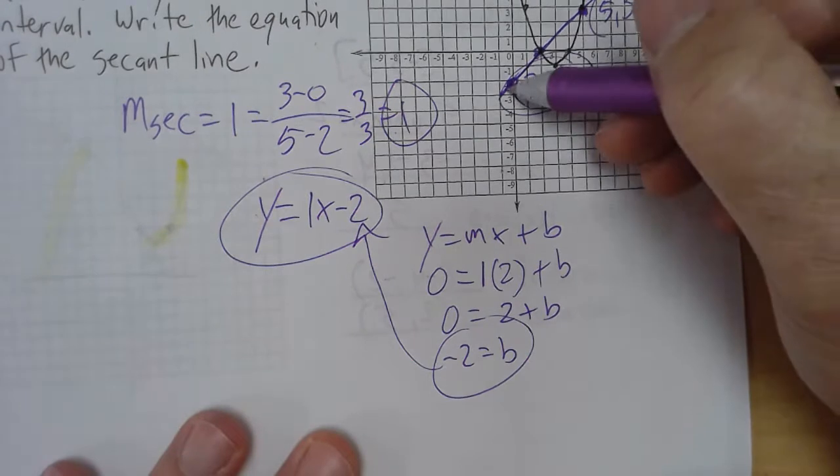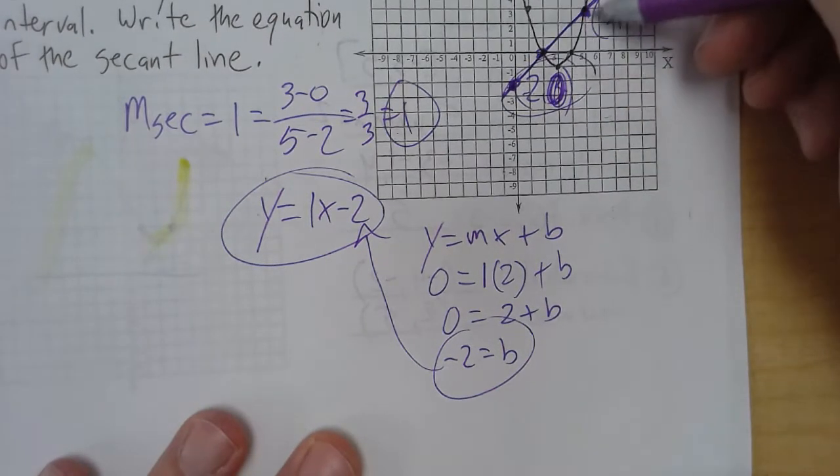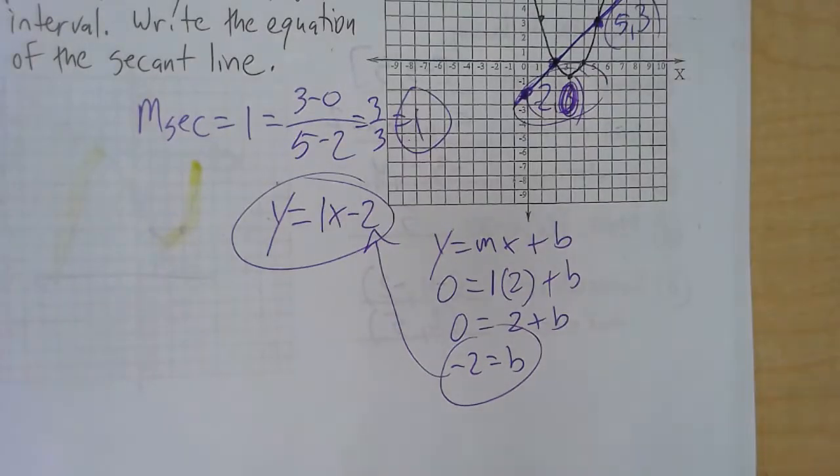But you're just figuring out the average change. So if you're on a curvy road, you've got to go around the curve. But if you had a helicopter, you could go in a straight line. That would be the average change, the slope of the secant.